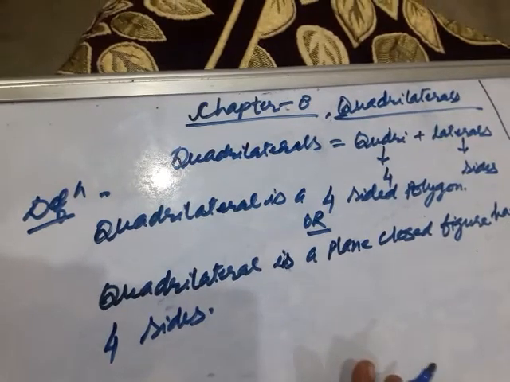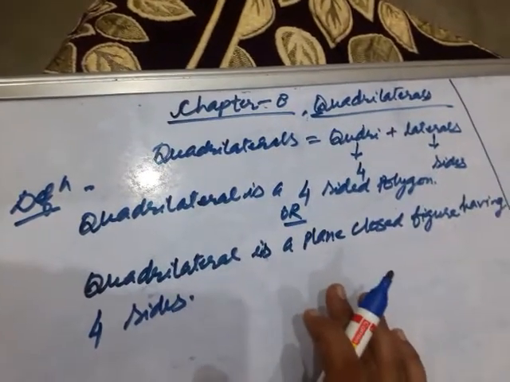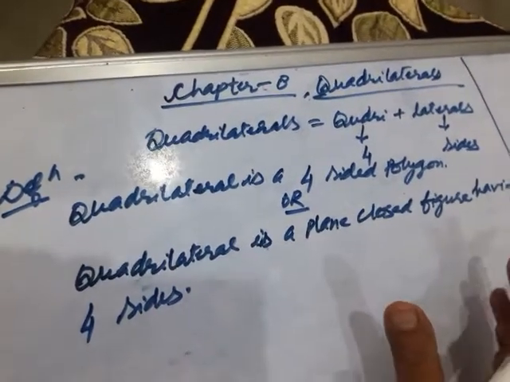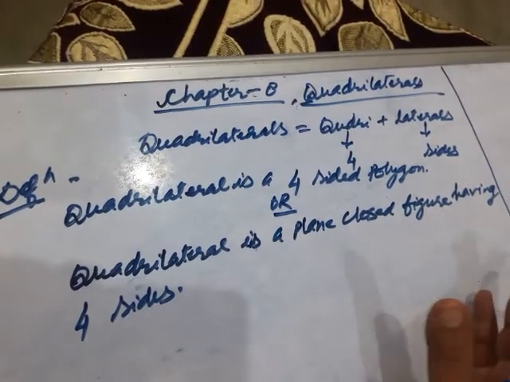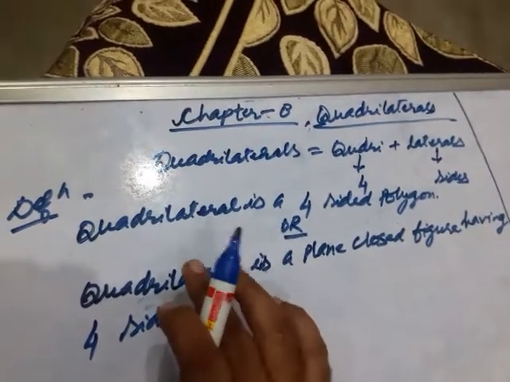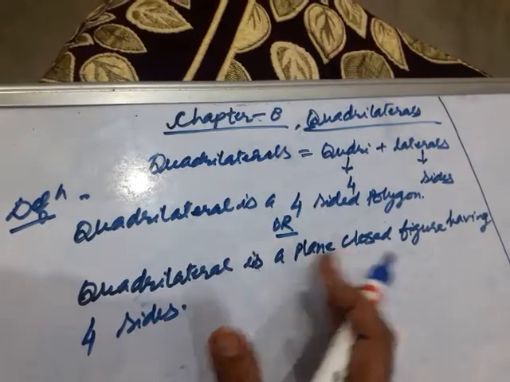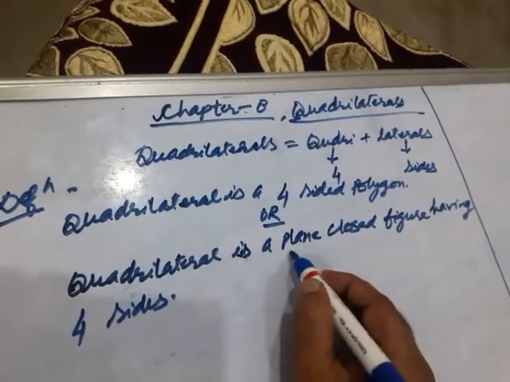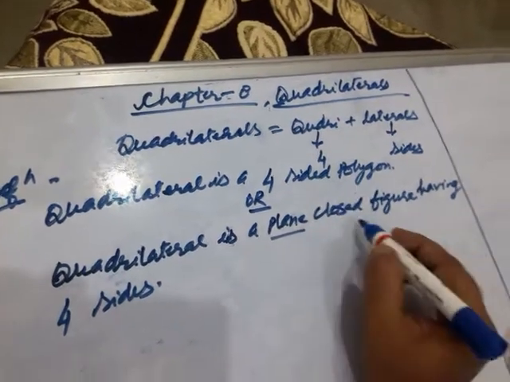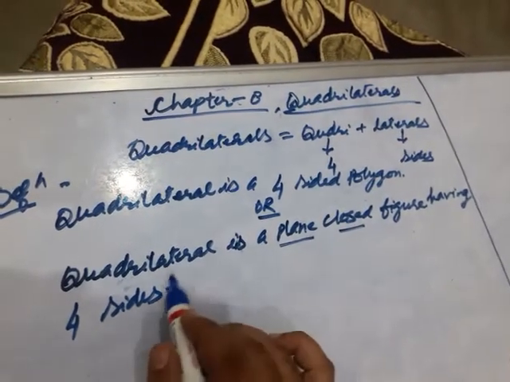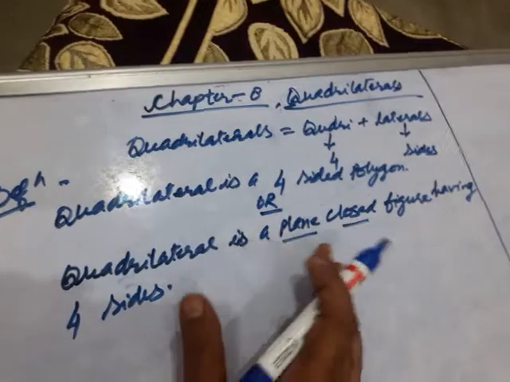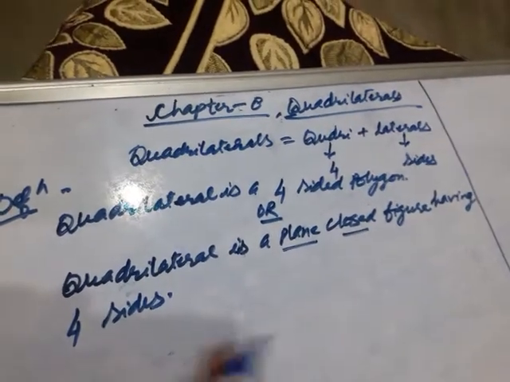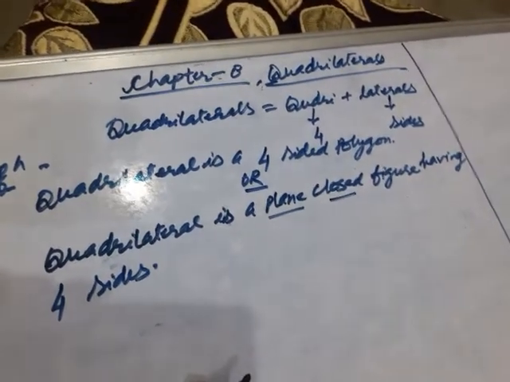So we can use different terms. A quadrilateral is a four-sided polygon. Now a polygon is a closed figure made up of line segments only. So if we say a quadrilateral is a four-sided polygon, that is enough. Here a quadrilateral is a plane, meaning a two-dimensional closed figure having four sides. That is enough, children.